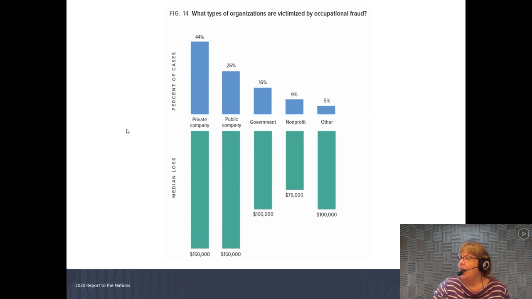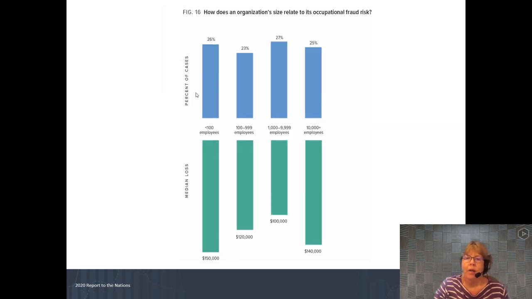And then government. One of the cases we'll talk about later is the Washington DC fraud, with property taxes. That's a prime example of a government fraud.